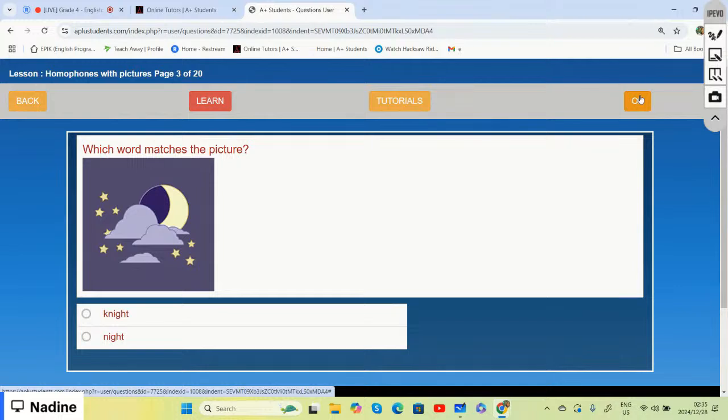All right, we need to say which word matches the picture. If you look at the picture, which word matches the picture? Is it option one, night, which is knight, or option two, night, which is night?